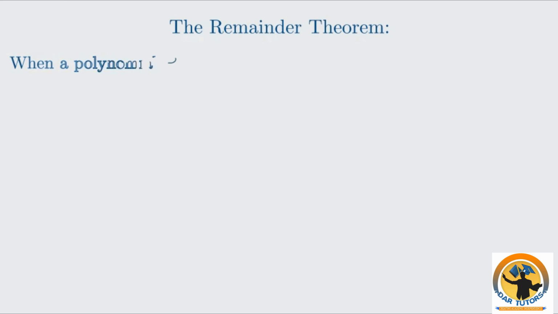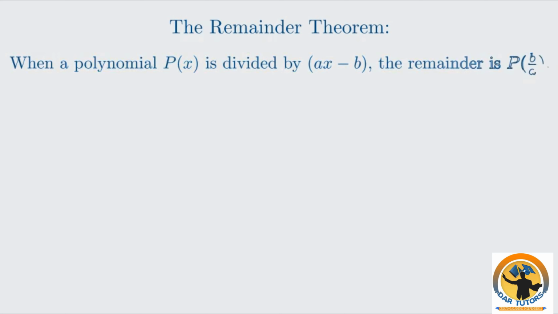Now we come to two of the most important theorems in polynomial algebra, the remainder theorem and the factor theorem. These provide a shortcut for finding remainders and factors. Let's start with the remainder theorem. It states that when a polynomial expression, which we can call p of x, is divided by a linear factor of the form ax minus b, the remainder is simply the value of the polynomial when x is equal to b over a.